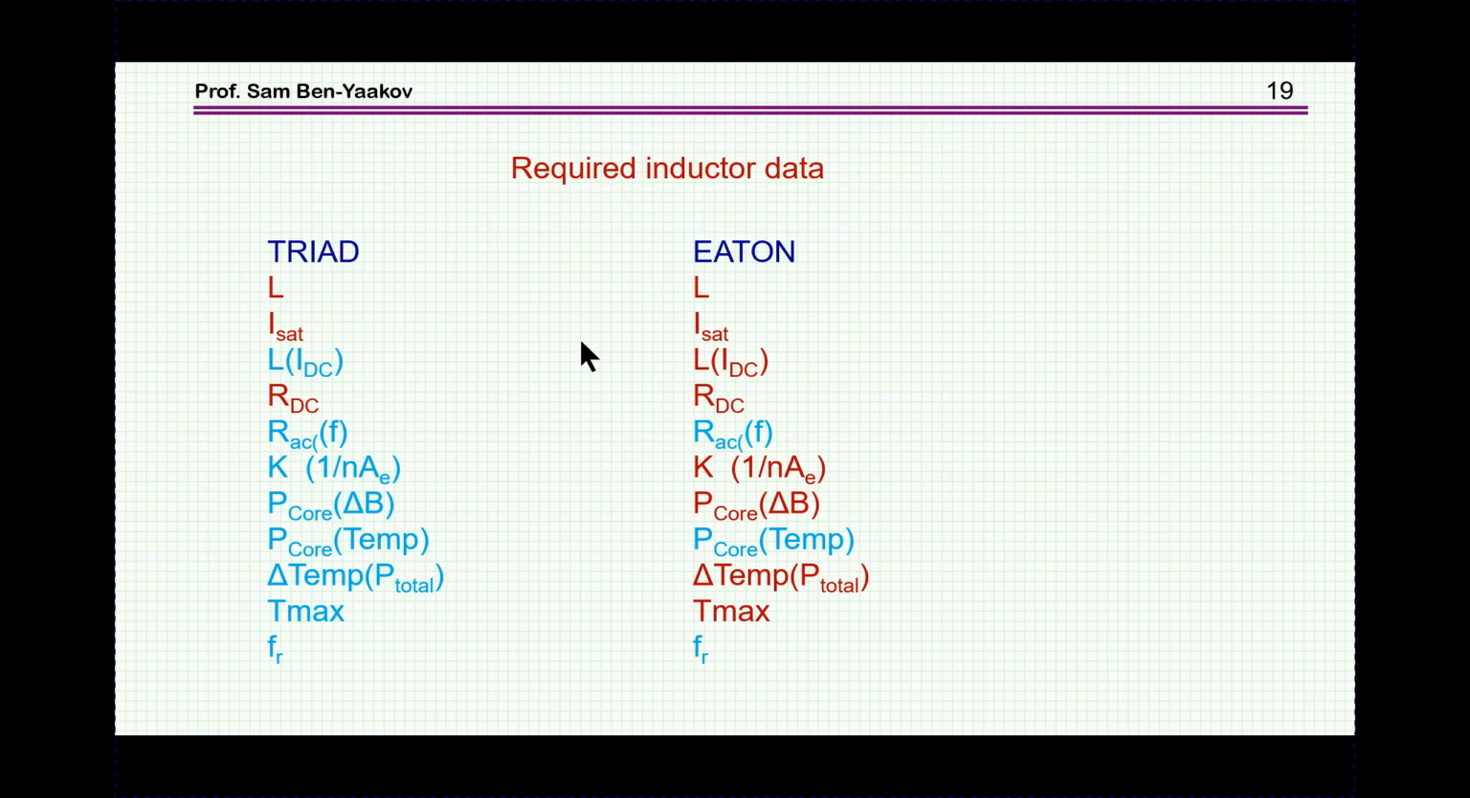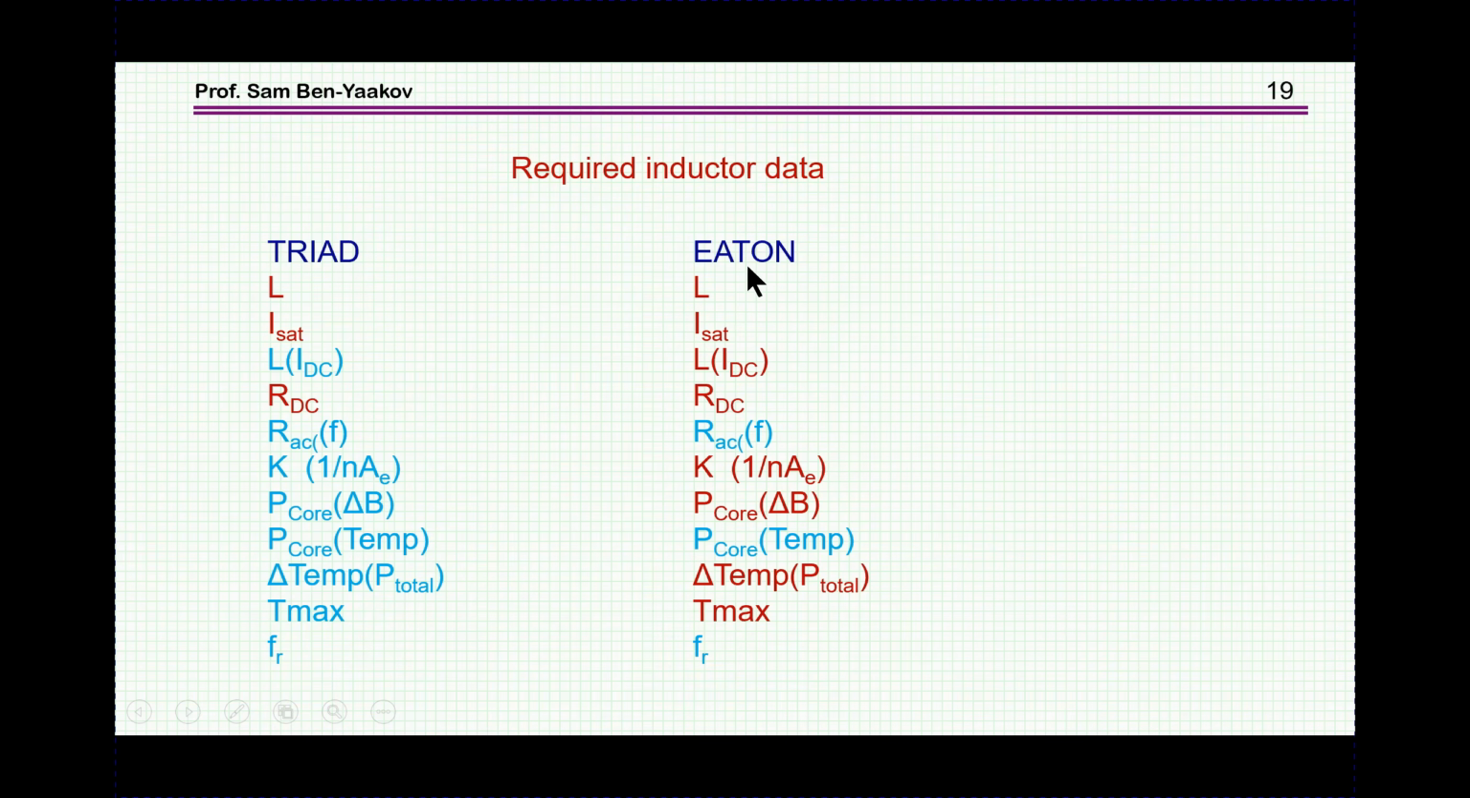Now looking at the checklist that I've prepared and comparing the Triad inductor to the Eaton device, we see that in the case of the Triad inductor, we are missing a lot of information. Many parameters are just not given. What is given is just the inductance, ISAT, and RDC, and in many applications this will not be sufficient to estimate the performance of the inductor in the application, certainly not for a high frequency DC to DC converter.